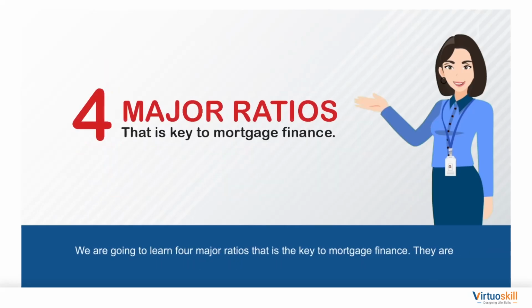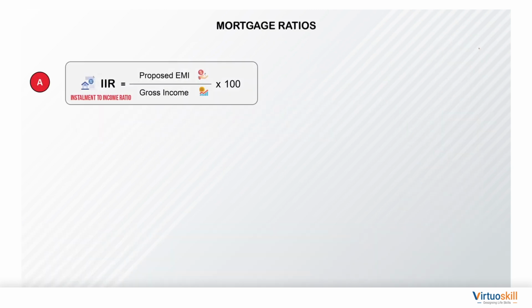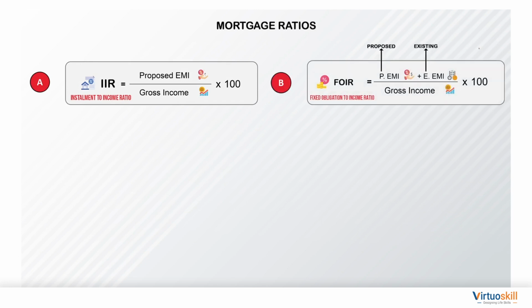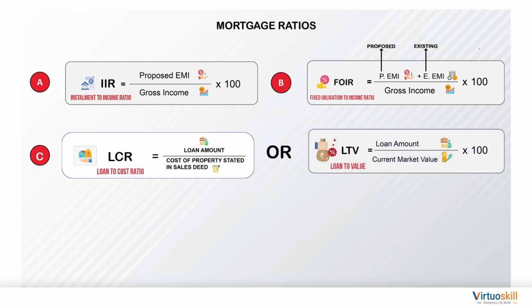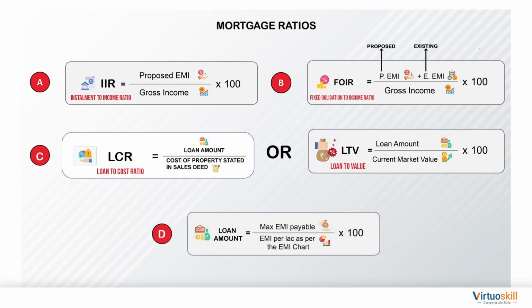We are going to learn four major ratios that is the key to mortgage finance. They are A. Installment to income ratio or IIR. B. Fixed obligation to income ratio or FOIR. C. Loan to cost ratio or LCR or loan to value or LTV. And finally, D. Calculation of loan eligibility.